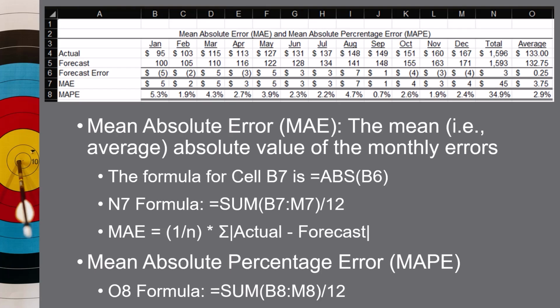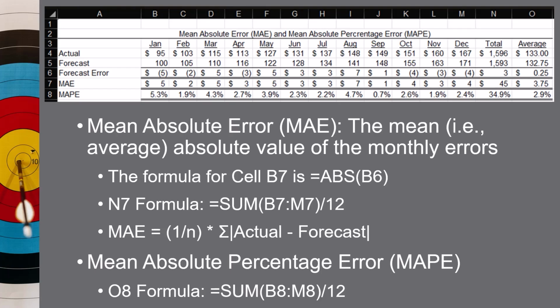Row 7 calculates the mean absolute error. Each month, I calculated the absolute value of the forecast error. The formula for cell B7 is the absolute value of B6. The sum of all these monthly absolute amounts is $45, which is in cell N7. To get the mean monthly amount, you divide the $45 by 12, in other words, 12 months, to arrive at a mean absolute error of $3.75.